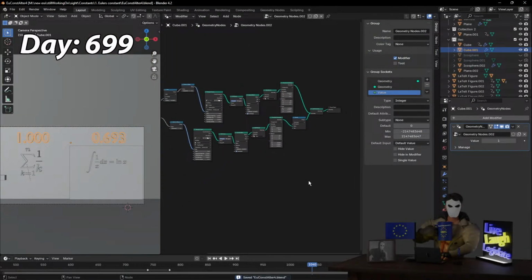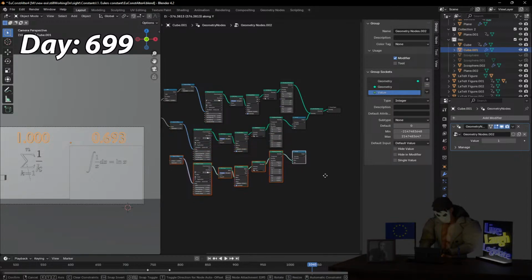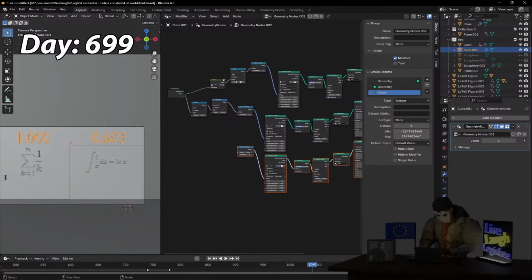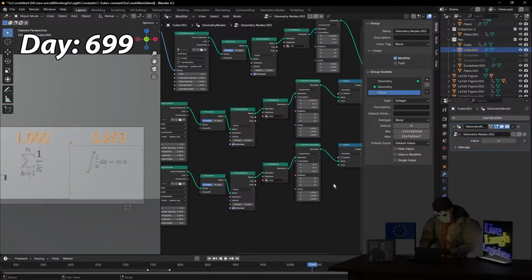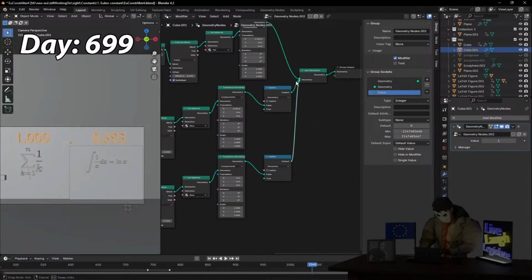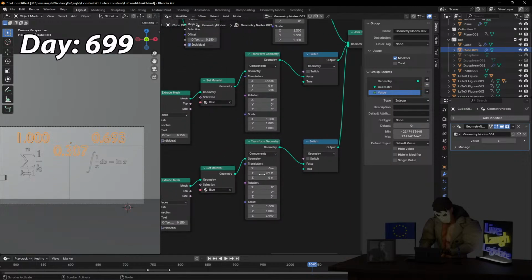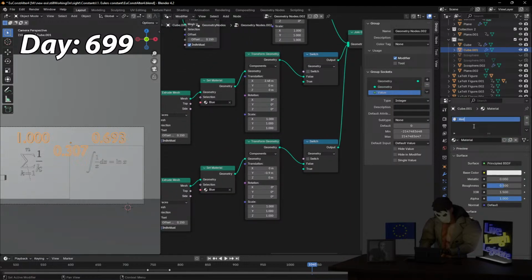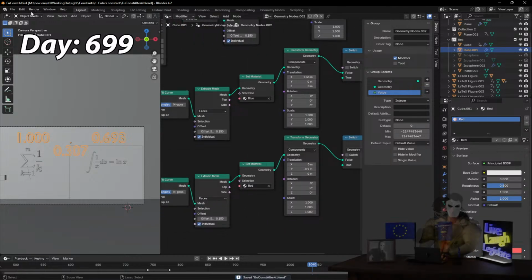Now the difference between them, which means this. And red. Like so. Nice.